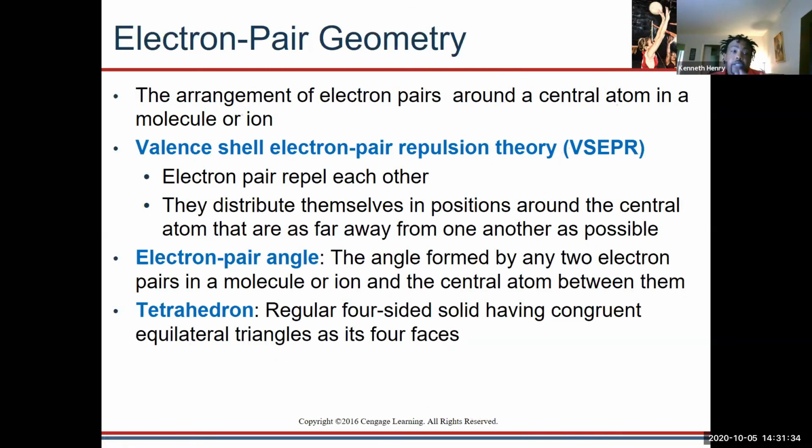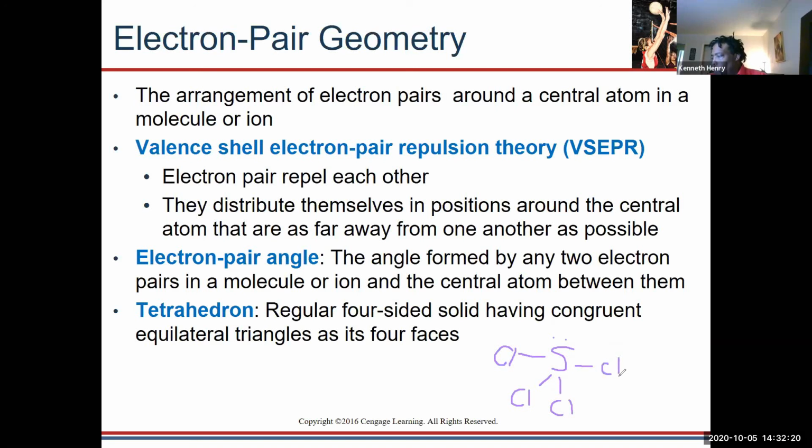Okay, so electron pair geometry. This will be the last thing that we talk about. So with electron pair geometry, we're looking at, when we draw those structures, let's put up the last structure. I'll draw a new structure. We're going to be looking at the center atom. So who's the center atom here?